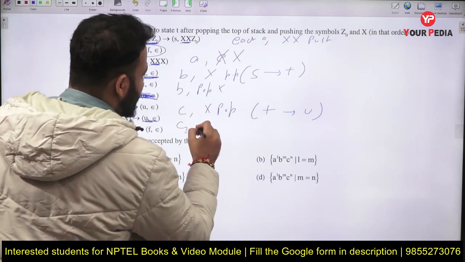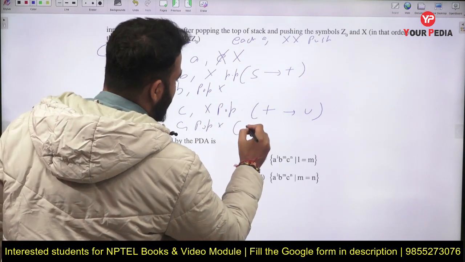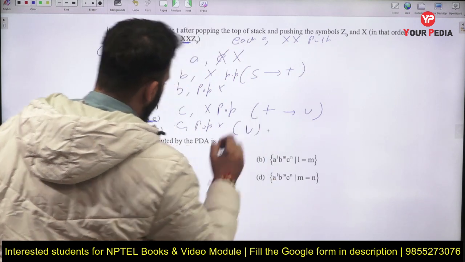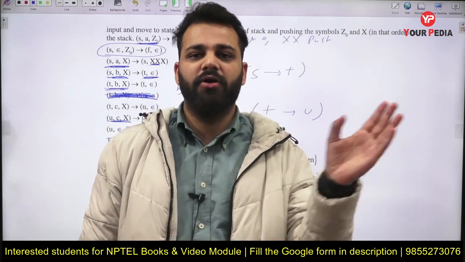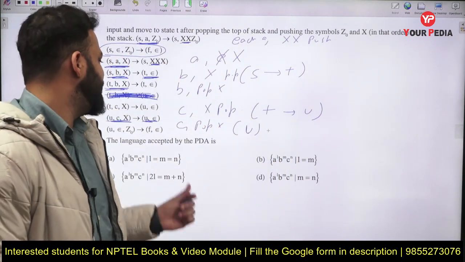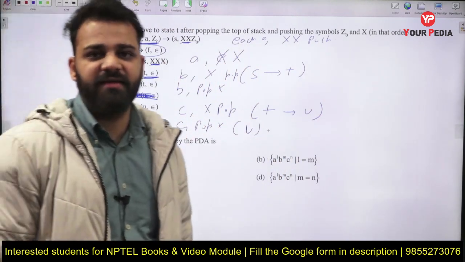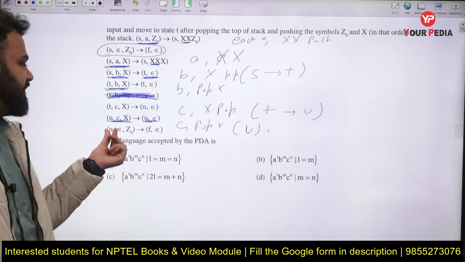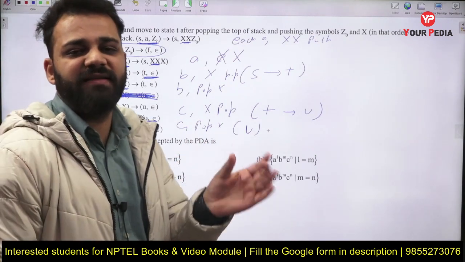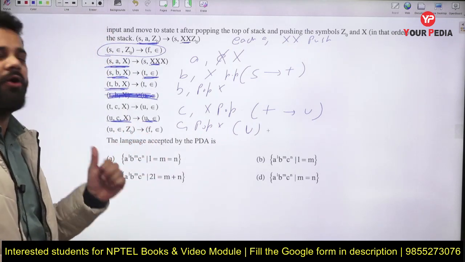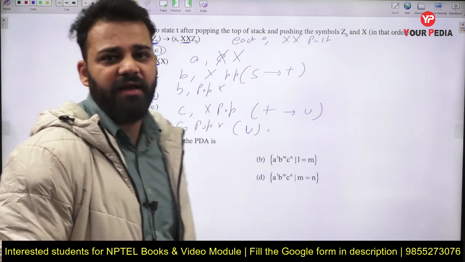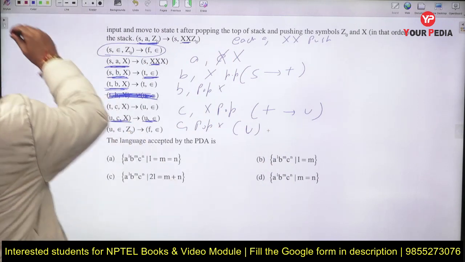So for each C you will pop X and you will remain at state U. Now when the string ends, let's say that all of the A's, B's and C's have been completed, then at U, when the string ends, the last element will be epsilon, and if the top of the stack element is Z0, you will move to the final state and accept it.